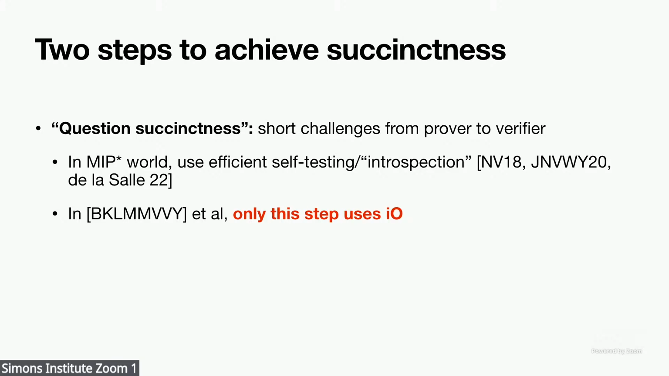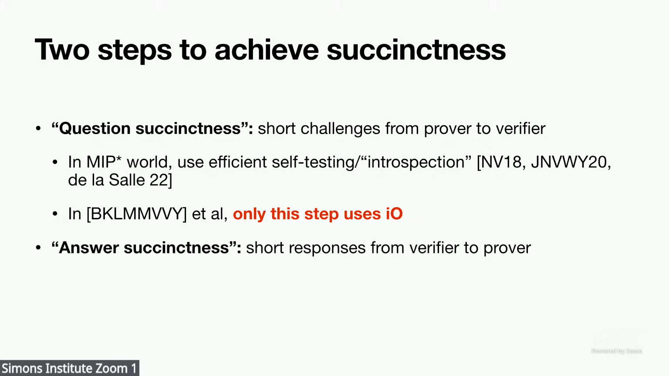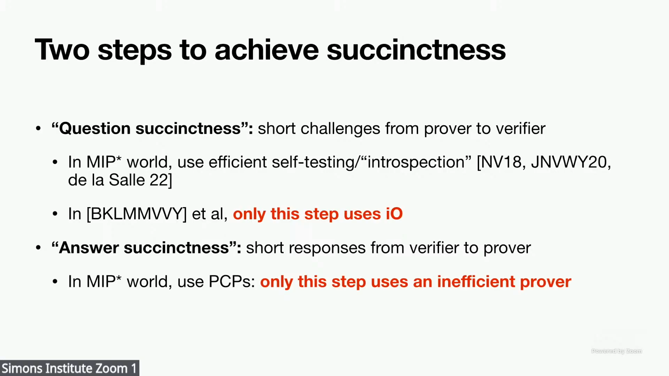On the other hand, answer succinctness, which is getting the responses from the verifier to the prover to be short, is actually kind of hard in the MIP star world. So the only way we know of doing this is to take a classical PCP proof that the prover's answers are, oh, I think I swapped prover and verifier in this slide. Sorry about that. But the words challenge and response are correct. So hopefully that helps you interpret this.